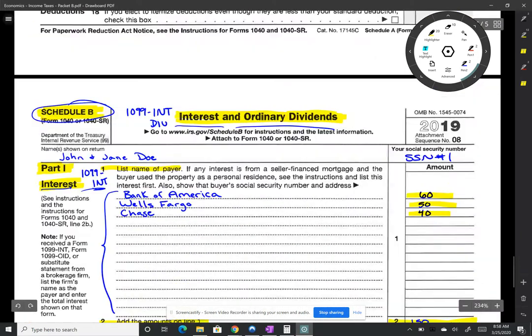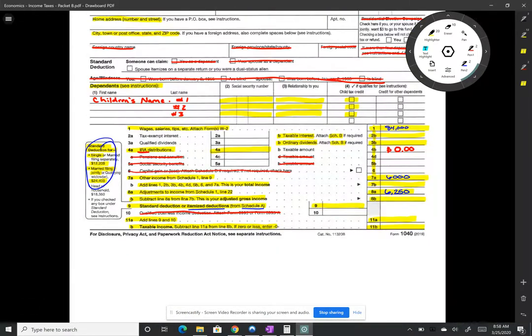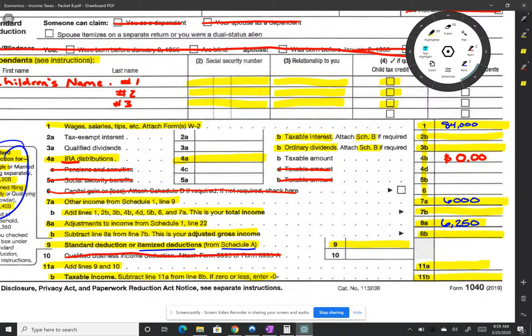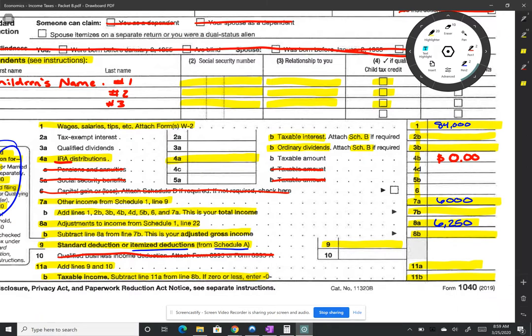So let's go back up, Schedule B, all the way up to the very front page. You can see I went ahead and filled out some of this stuff just so that it would be easier to conceptualize what we're doing here. Line 2B, taxable interest, we have $150. Ordinary dividends, we have $1,500. IRA distributions, I'm not putting anything in just yet. Other sources of income, we have $6,000.